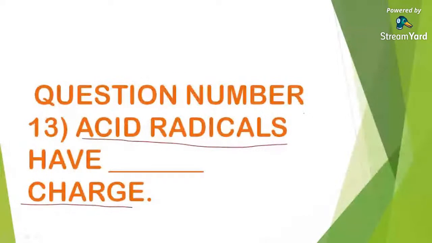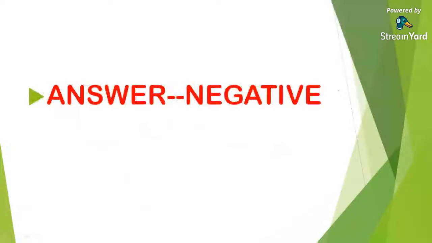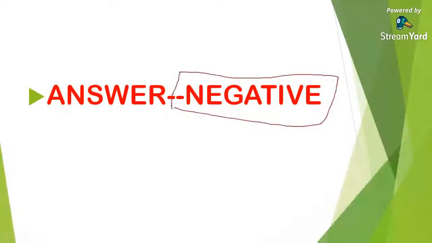And the examples of acid radicals are chloride, bicarbonate, carbonate, hydroxide. They all are what? Acid radicals. Means in this you will find the negative charge. So negative. And here the correct answer is negative. Some of you have given positive. No, positive is the wrong answer. The correct answer is negative. Okay. So acid radicals have negative charge and they are also called anions.